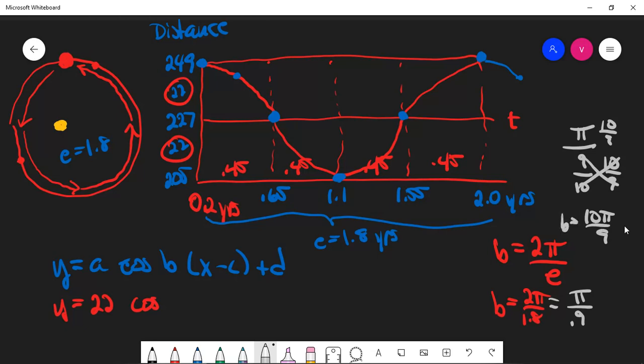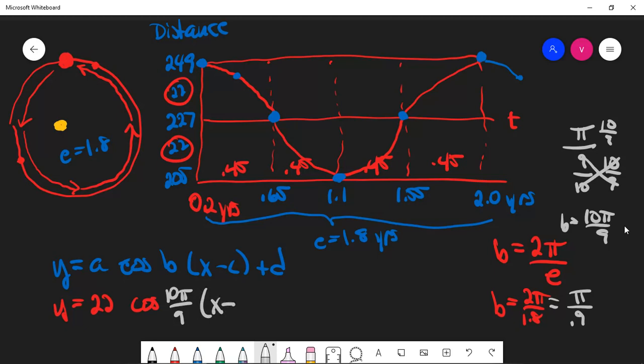Now, people get confused by the pi because it seems too abstract for them. It's just a number, just like with degrees, it's just a number. So this B helps to determine the period. 10 pi over 9. You know the period already, though, so we're working backwards. You either know the period and you find the B, the constant, or you know the B and you can find the period, one way or the other.